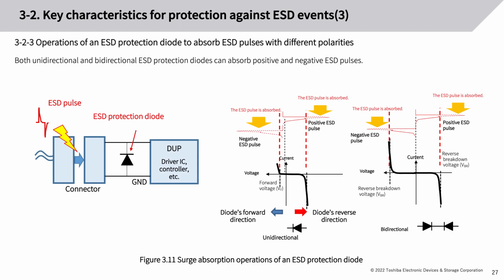Key characteristics for protection against ESD events. 3. Operations of an ESD protection diode to absorb ESD pulses with different polarities. Both unidirectional and bidirectional ESD protection diodes can absorb positive and negative ESD pulses.